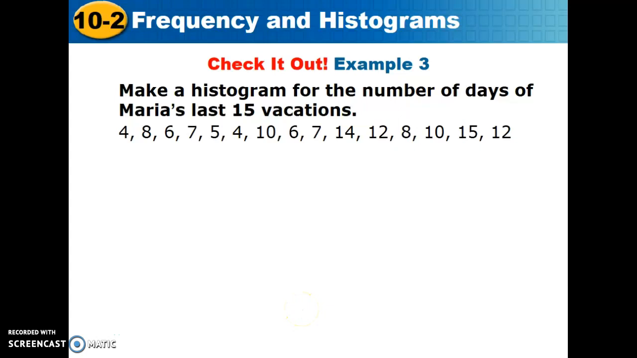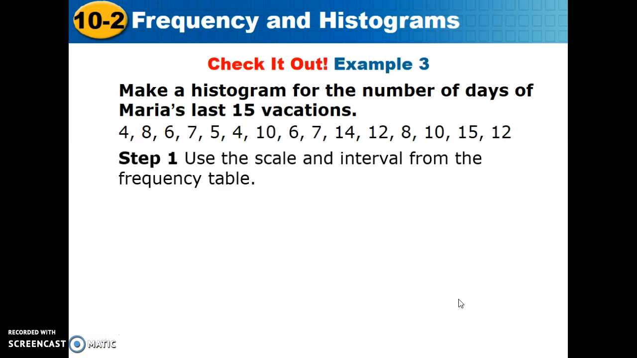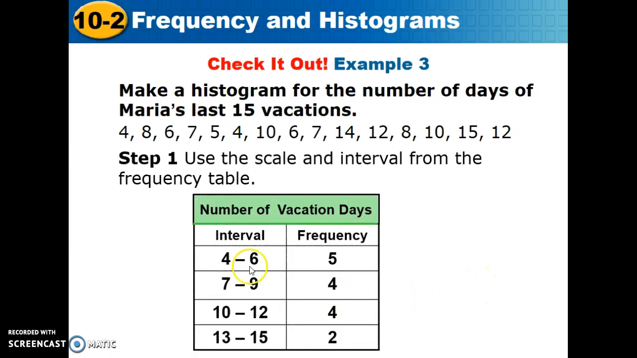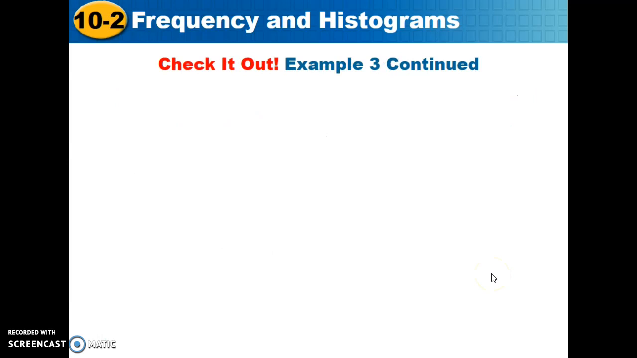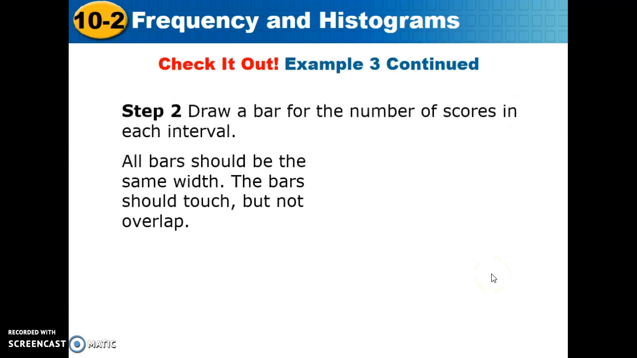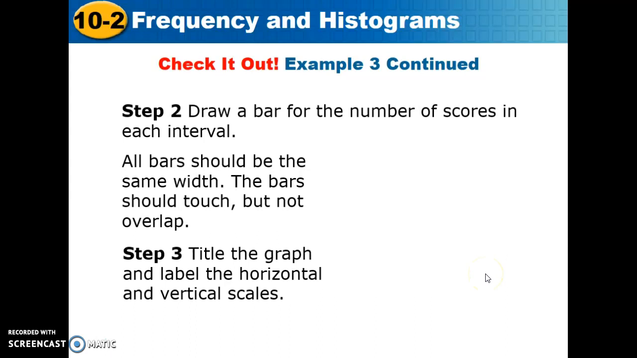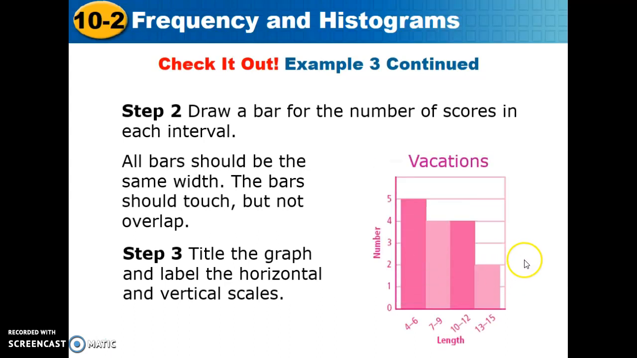We're going to make a histogram for the number of days of Maria's last 15 vacations. So please do this problem and come back for the solution. So we can see that for the Check It Out problem, example 3, they're using the scale and interval from the frequency table, the same, 4 to 6, 7 to 9, etc. We're going to use that in our histogram. Draw the bars. They should touch, not overlap. Title the graph, and label the horizontal and vertical axes.